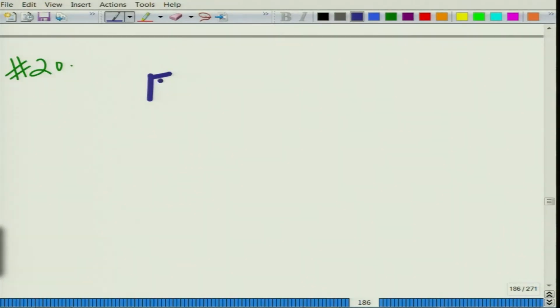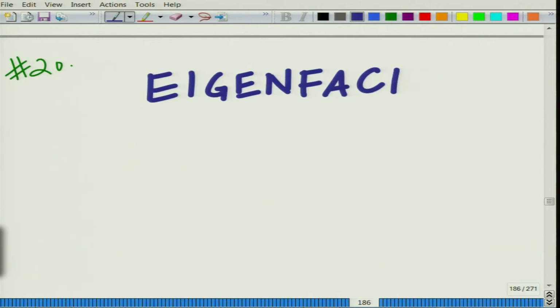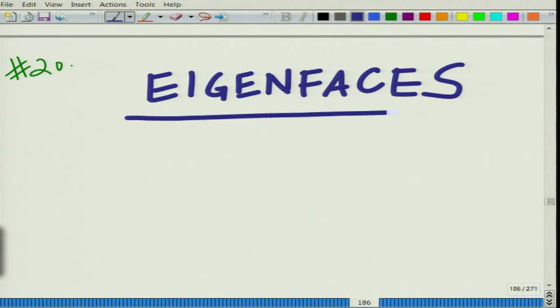So, in this module, let us look at another interesting application of linear algebra in the context of machine learning. This is basically termed as Eigenfaces. Let us look at another application. You can think of this as an extension of PCA to face recognition. This is a very popular and a very significant algorithm.